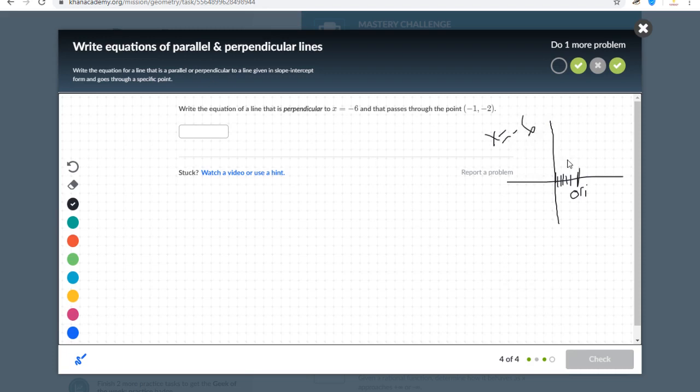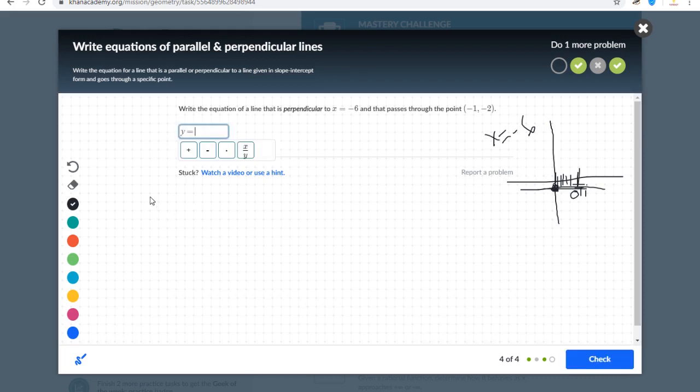So, all we need is a line that passes through it. So, the easiest way to find that is, let's look at the y value. Since it's got to cross, it's got to go left and right. There's just no doubt about it. It's got to be a horizontal line that goes through this to be able to be perpendicular. So the y value for this is negative 2. So 1, 2. This whole line is where they would intersect, because they're perpendicular. So y equals negative 2.